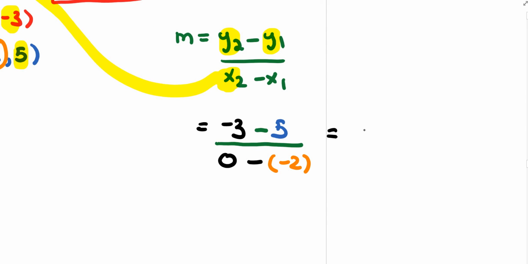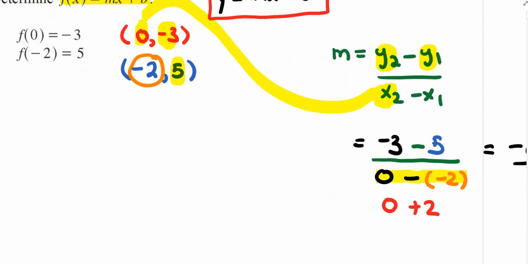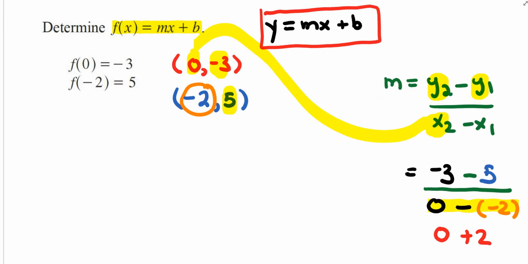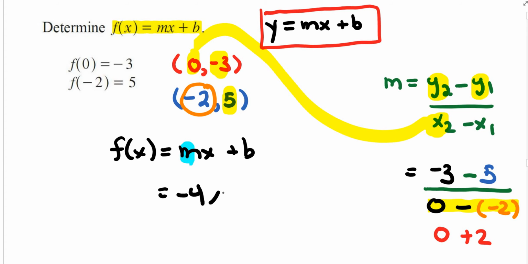All right, so now you do the math here. Negative 3 minus 5 is going to be negative 8 divided by, and this is essentially 0 plus 2, which is positive 2, and this will give you negative 4. So my slope is negative 4. Okay, great. So if I go back to the original problem here, the goal was to write your equation in the form y equals mx plus b. And your m value we just found out, that was negative 4, so negative 4x.